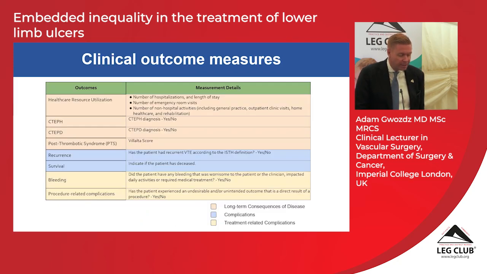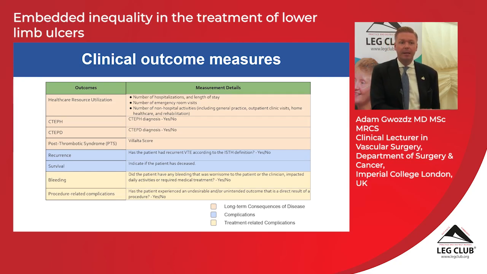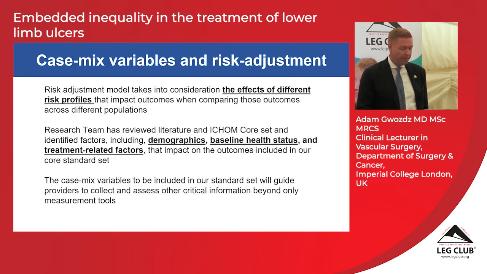There's also a series of clinical outcome measures that need to be reported. And those luckily can get pulled out from the hospital episode statistics. So they're there in your hospital records that you can pull out and you can start keeping records of.